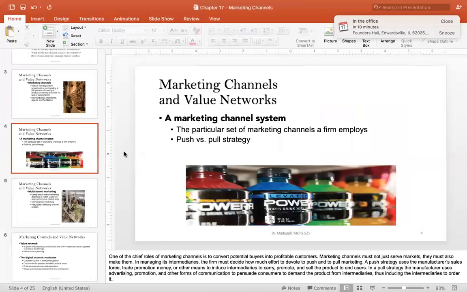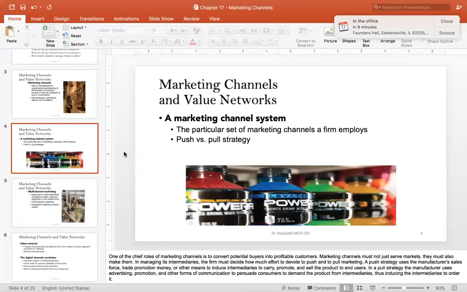A marketing channel system is a particular set of marketing channels a firm employs, and decisions about it are amongst the most critical ones management takes. What type of marketing system to use, what different types of intermediaries to use. They don't just serve markets, they must also make them. Many times the marketing channel system's role shouldn't be just, hey, we just serve. We should create a market too. Nike is one of them. They don't just serve what consumers want, they created a market for their own product line.